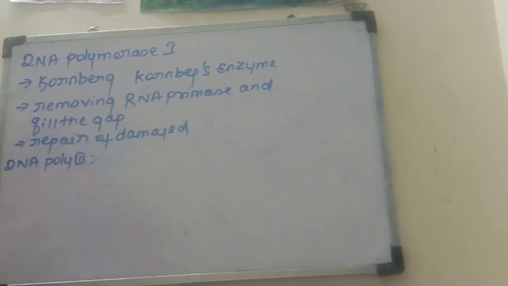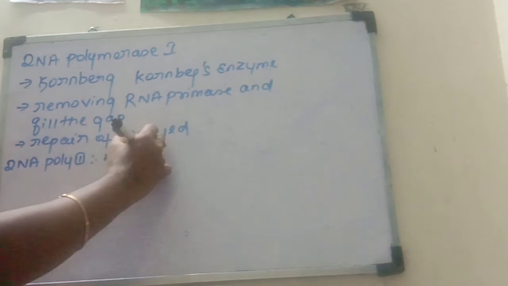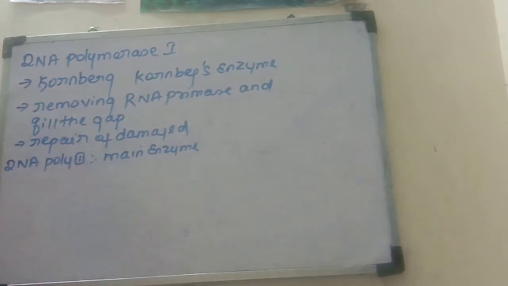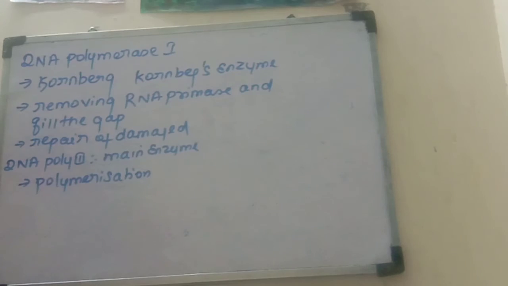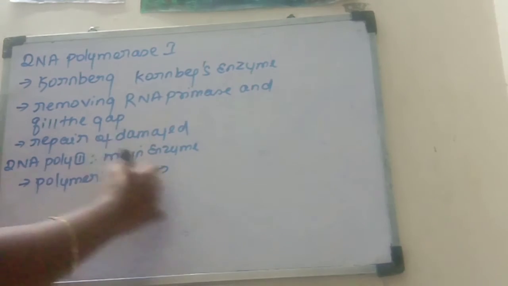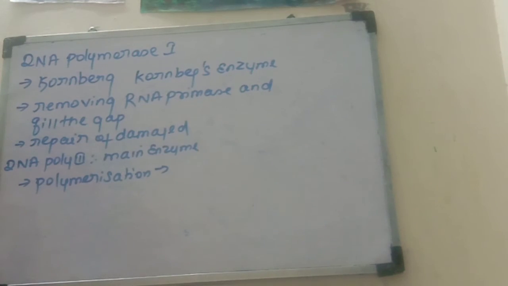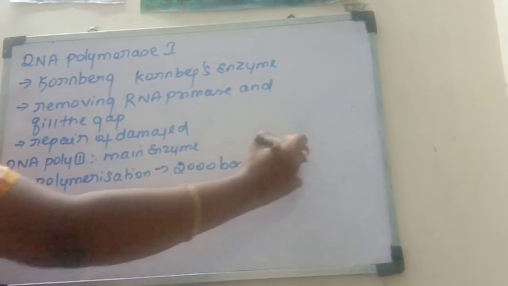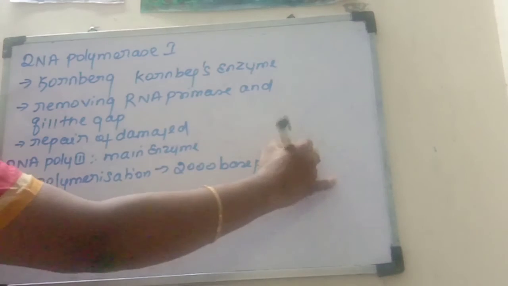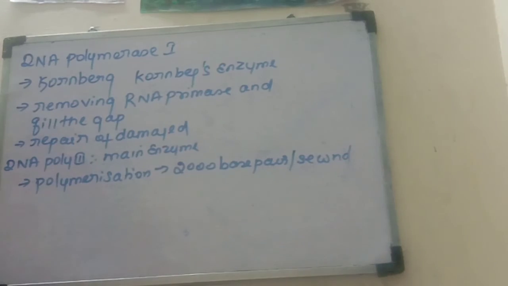Now a very important enzyme, DNA polymerase 3. This DNA polymerase 3 enzyme is the main enzyme for DNA replication. This enzyme is highly efficient, and it only polymerizes, that is, it adds nucleotides. Polymerization means addition of nucleotides. The speed of this enzyme is 2000 bases per second. So they polymerize 2000 base pairs per second.